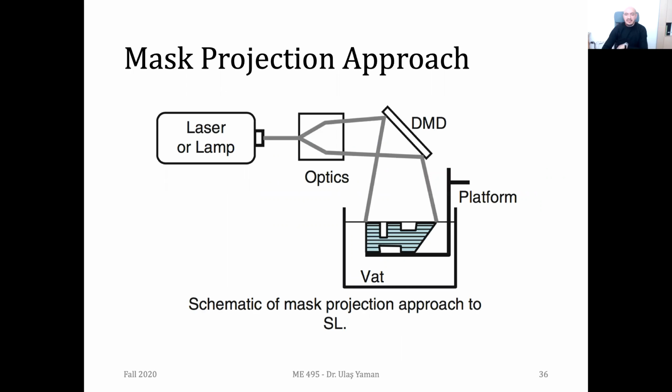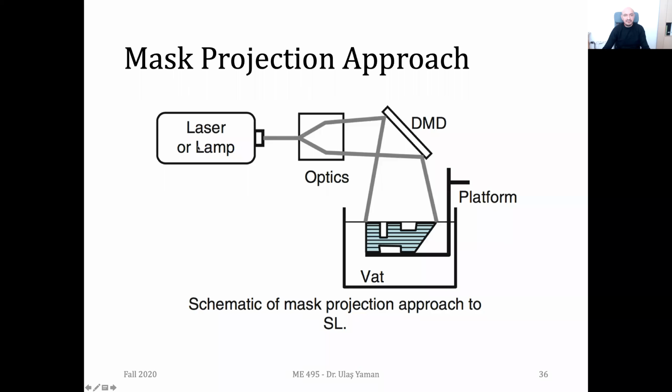So now we will be discussing the second type of photopolymerization processes. This is called the masked projection approach. This is totally different from the first one. In the first one, if you remember, we were scanning the layer. We had a kind of point source or line source. We were scanning the layer.